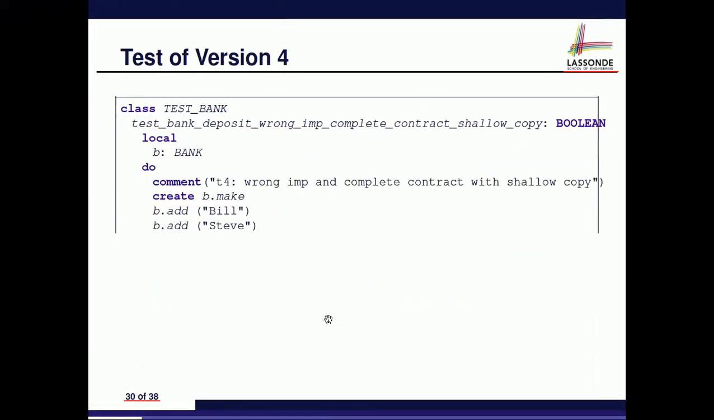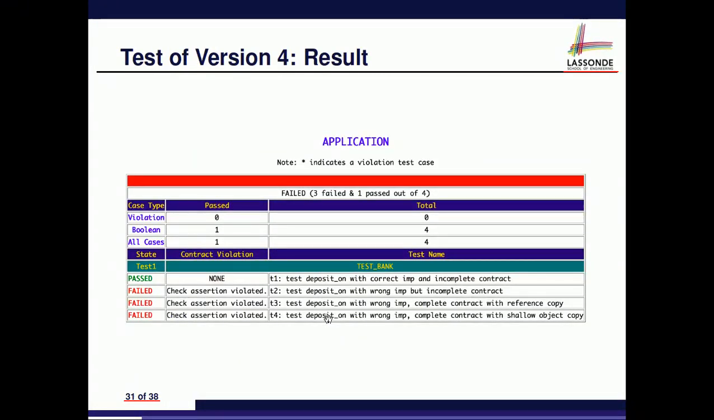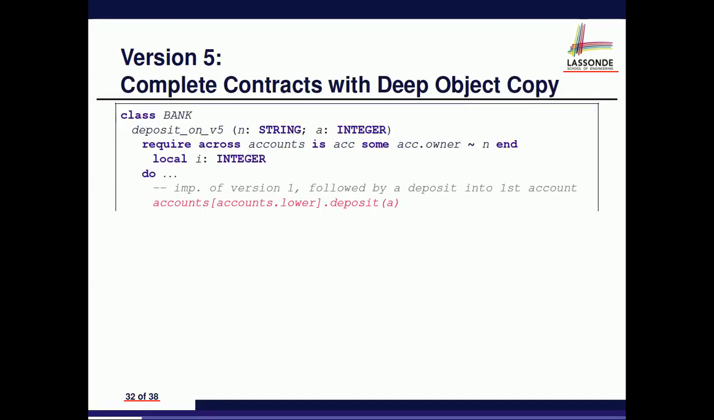So now if you do version 4, again, it's still going to give you the same problem, right? Which means you're going to fail the test, but there's no post-condition violation. Okay. Now, let's see the final version. We still got a wrong implementation.